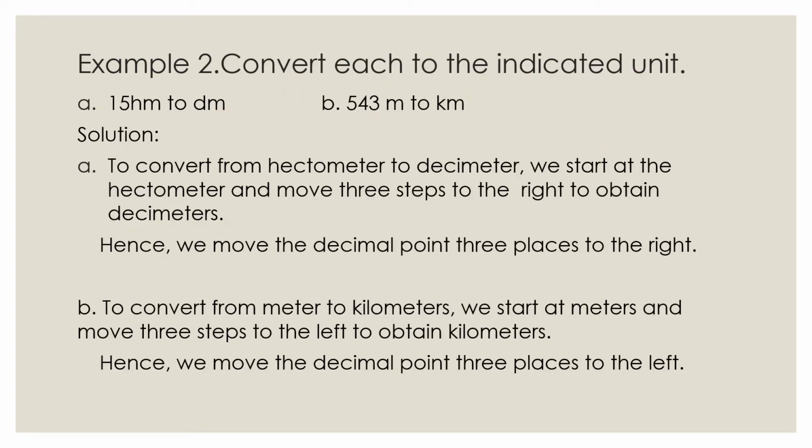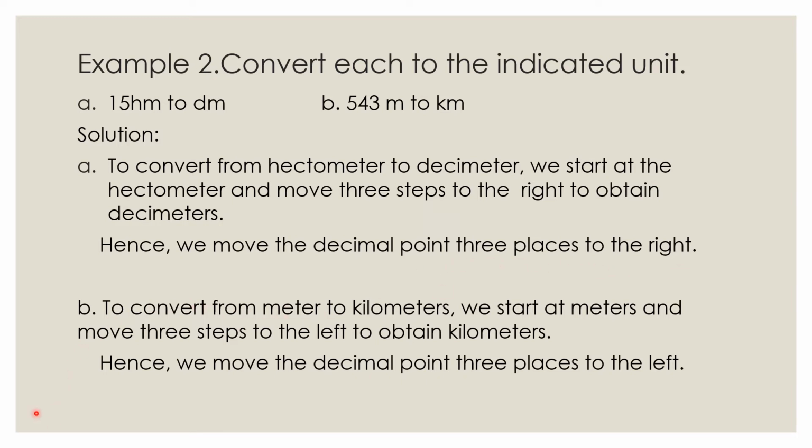Next. Example number 2. Convert each to indicated unit. So, A: 15 hectometer to decimeter. And letter B: 543 meter to kilometer. So, for our solution, to convert from hectometer to decimeter, we start at the hectometer and move 3 steps to the right to obtain decimeters. Hence, we move the decimal point 3 places to the right.